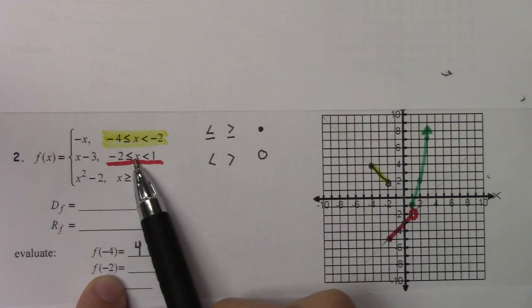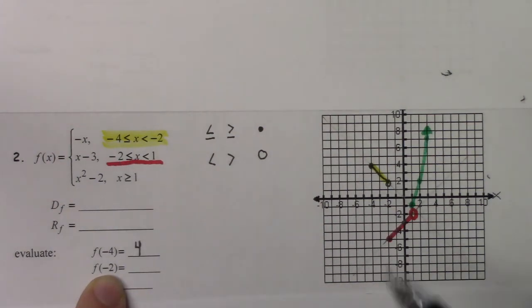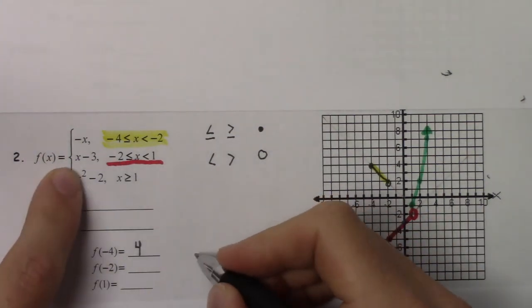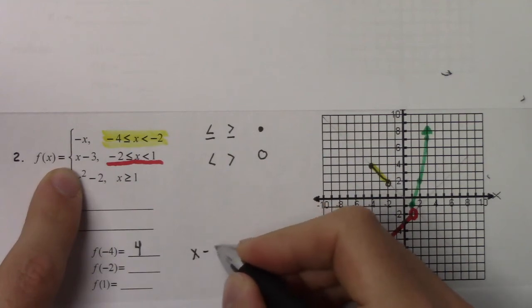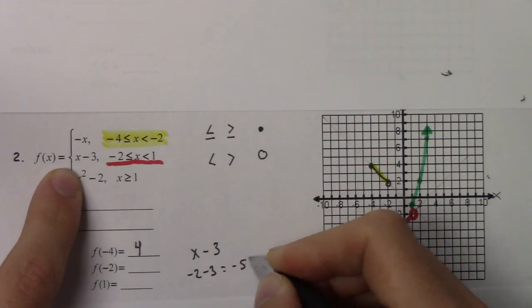Negative 2 is only true as an input for this middle inequality: negative 2 greater than or equal to negative 2. So that would mean I could plug it into this equation right here. x minus 3, I would have negative 2 minus 3, which equals negative 5.